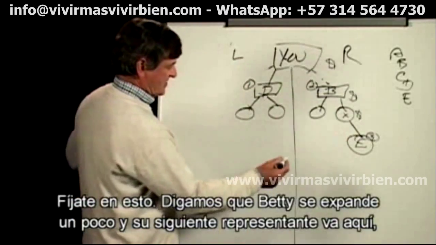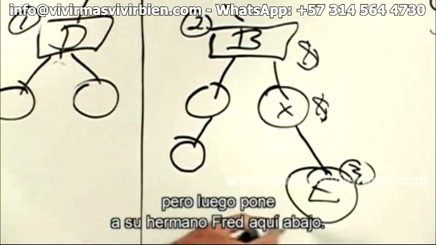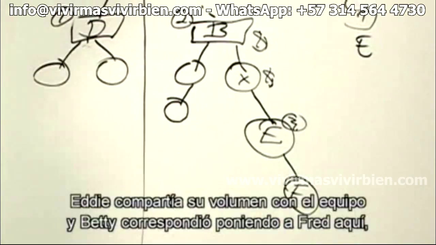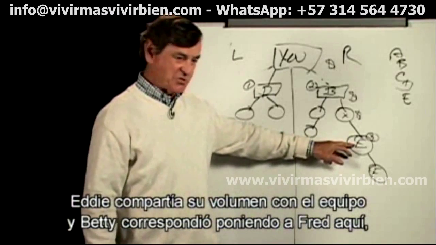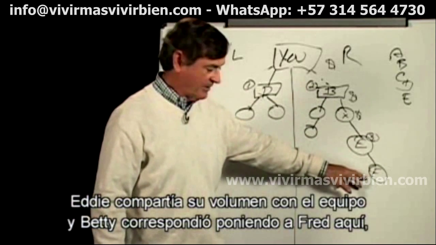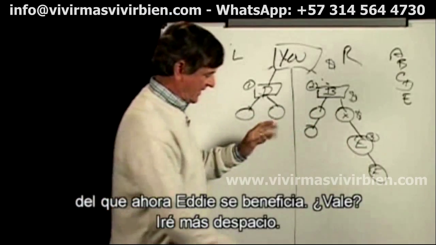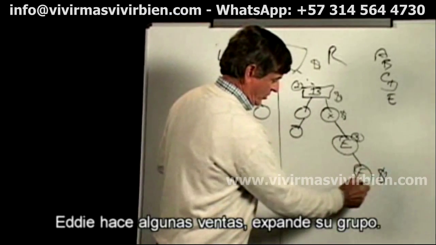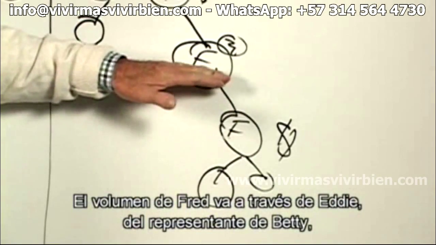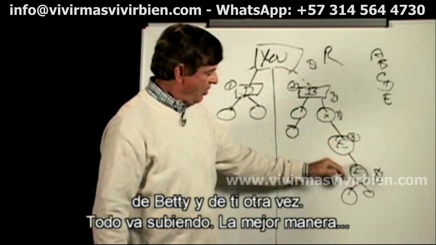Now, how does that reward Eddie, who's been put in this place? Well, watch this. Let's say Betty expands a little bit, and her next rep goes here, but then she puts her brother Fred down here. Well, all of a sudden, Eddie was sharing volume with the team. Well, Betty reciprocated with Fred down here that Eddie now benefits from, okay? So let me slow that down for a second. Eddie makes some sales, grows his group. Well, Fred's volume goes through Eddie, through Betty's rep, through Betty, and back to you. So it's all flowing up.